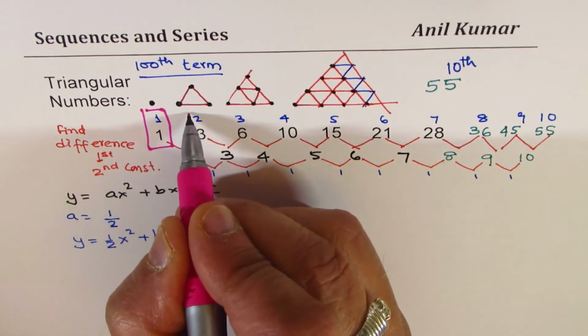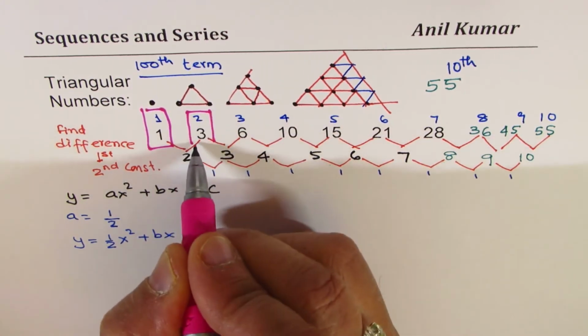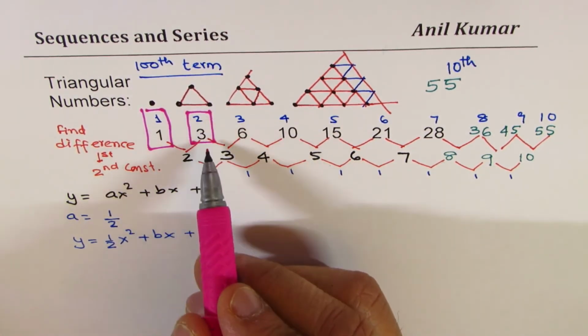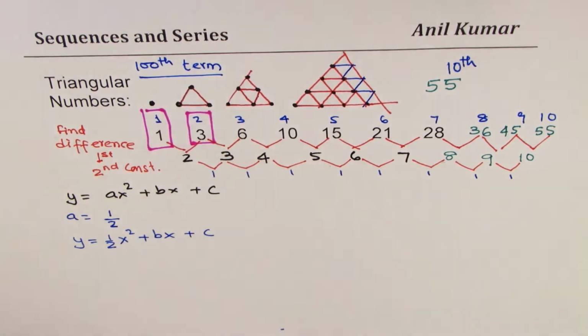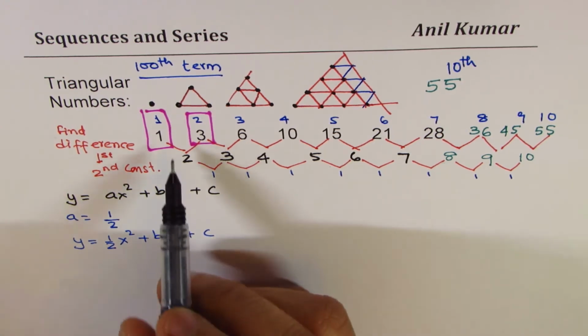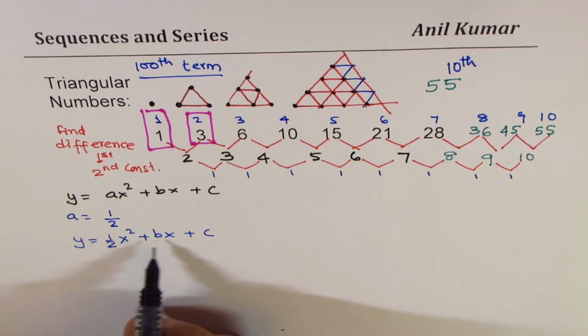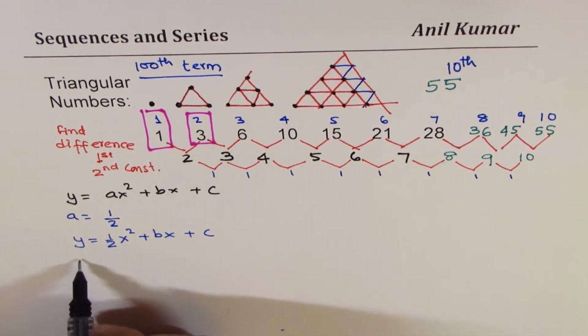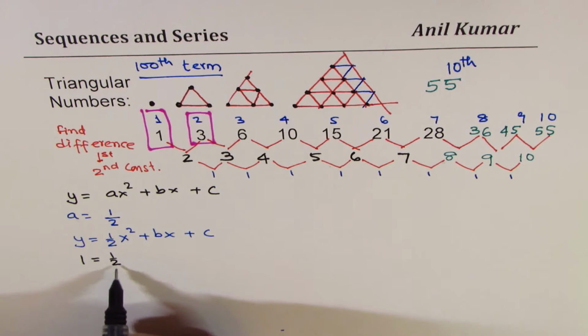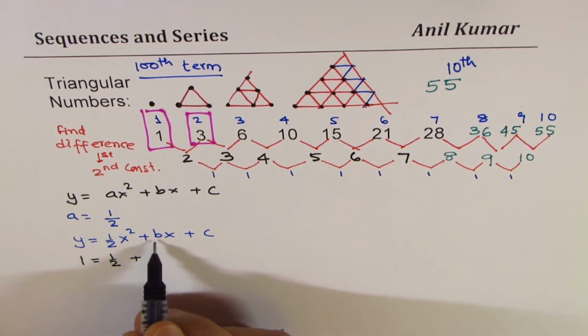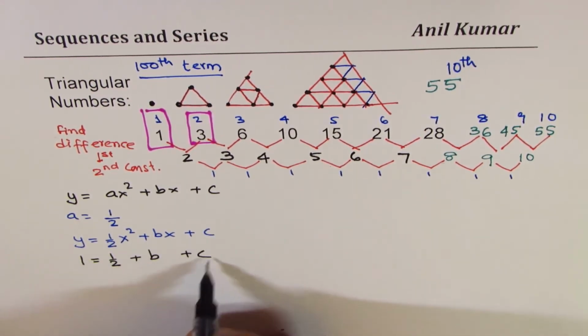Pattern number 1 has 1 item. Pattern number 2 has 3 dots, right? So we are going to use these two to form 2 equations, correct? So this exercise is going to really help you. What we learned last time can be implemented as such. So now we get 2 equations. 1 for x and 1 for y. So it becomes 1 equals half plus b times 1, which is just b, plus c.